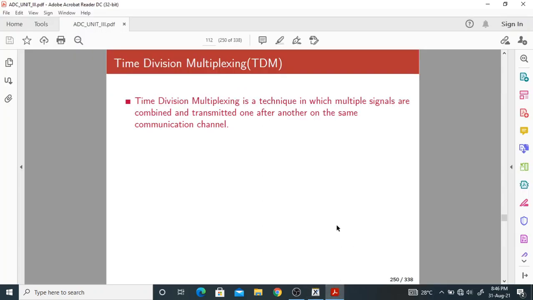Now today we'll discuss a multiplexing technique that is called time division multiplexing. Previously we have discussed frequency division multiplexing. Now let us see what is TDM. Here we transmit multiple number of signals one after another through the same channel. That is called TDM.